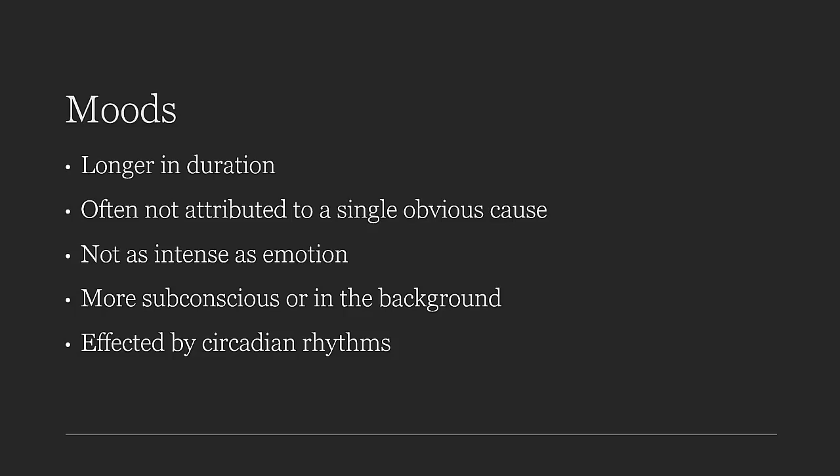One of the differences is that moods tend to be longer in duration. Emotions in general are pretty short-lived. If you have an emotional response to a change in the environment, it might last anywhere from a minute to maybe 30 minutes, and then it's usually going to dissipate and you're going to go back to your baseline. But moods can last for days, weeks, even months in some cases. So they're much longer. Also, moods typically are not easily attributed to a single cause, whereas an emotion is.